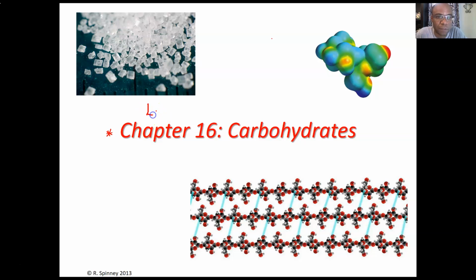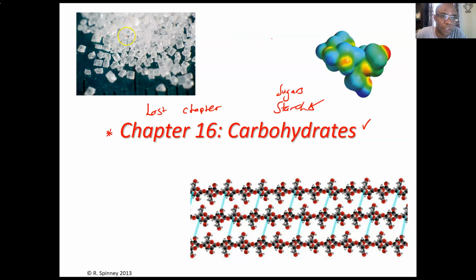This is going to be our last chapter. I've skipped some of the chapters in the interest of time. It's going to be on carbohydrates. Most foods contain carbohydrates, including starch. The sugars that you eat in your bread, in your cake, in your cookies, those are starches and they fall under carbohydrates. So let's talk about this.